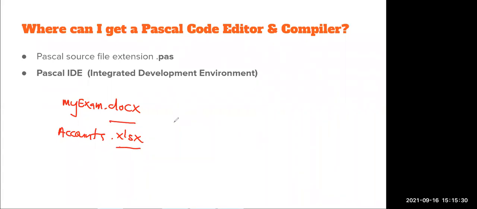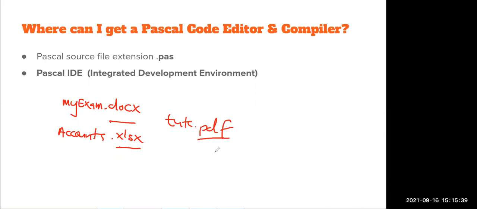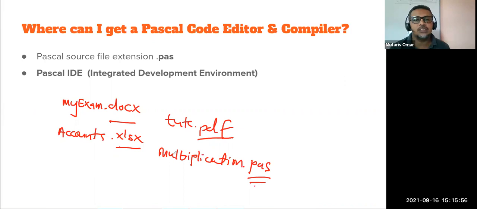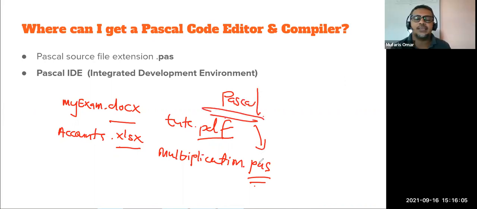If you have a file like tut.pdf, what is the extension of this file? .pdf. Okay. If you have a file called, let's say, multiplication dot pas, what is this file extension? This is a Pascal file. So you should know a Pascal file has the extension .pas. Okay.